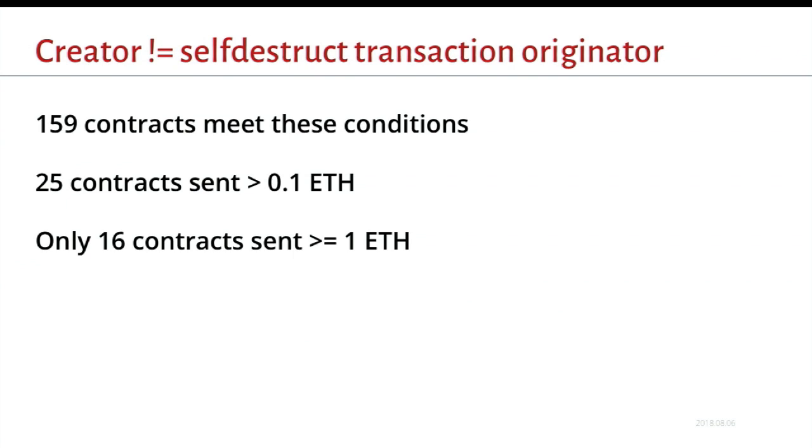So let's do some more filtering, and we'll have from 630 down to about 160 transactions where the originator of the self-destruct wasn't the original creator. And then just looking at these, there's only 25 that have sent more than 0.1 ETH and 16 that sent 1 ETH. So there actually hasn't been a lot of these mass hacks using self-destructs. But because there's so few, I look through everyone, and I'll show you some of the results.